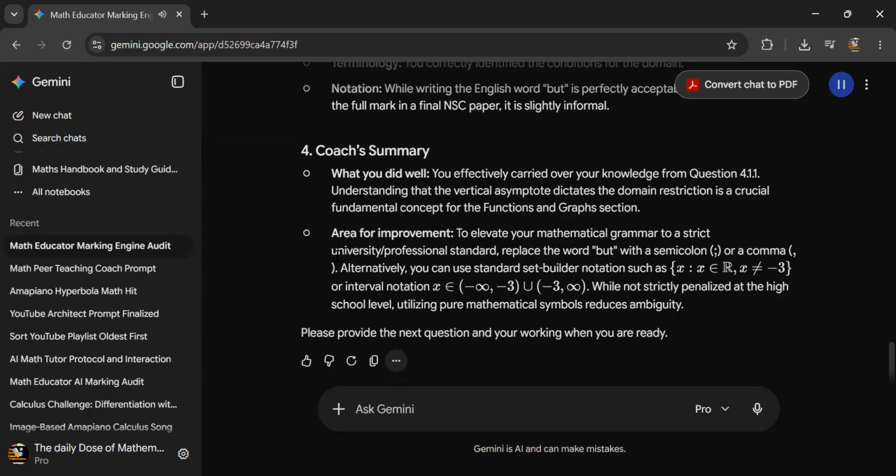Area for improvement. To elevate your mathematical grammar to a strict university, professional standard, replace the word "but" with a semicolon or a comma. Alternatively, you can use standard set builder notation such as x in R, x not equal to -3, or interval notation x in (-infinity, -3) union (-3, infinity). While not strictly penalized at the high school level, utilizing pure mathematical symbols reduces ambiguity. Please provide the next question and your working when you are ready.